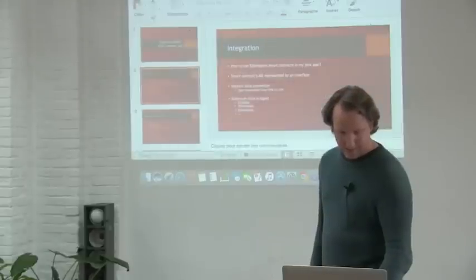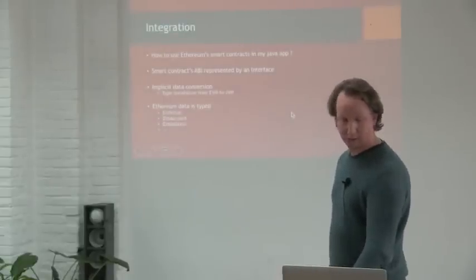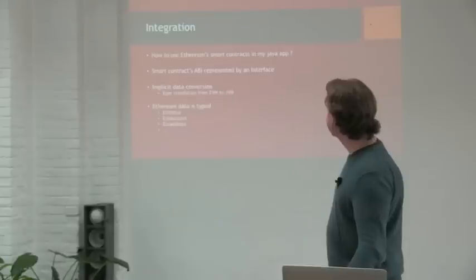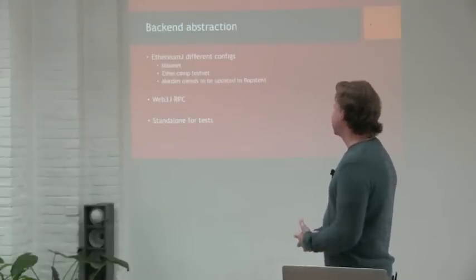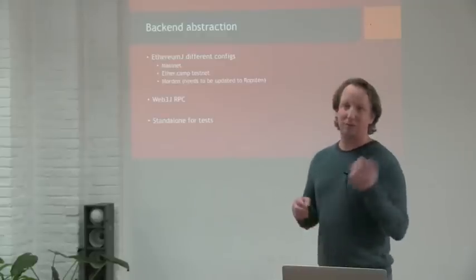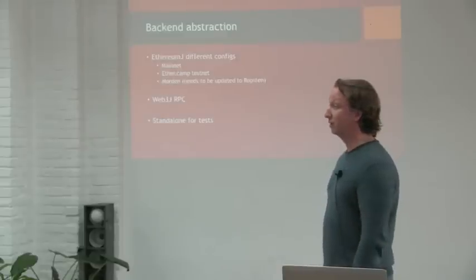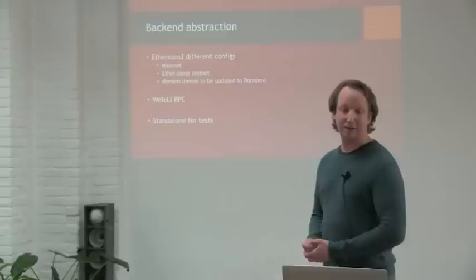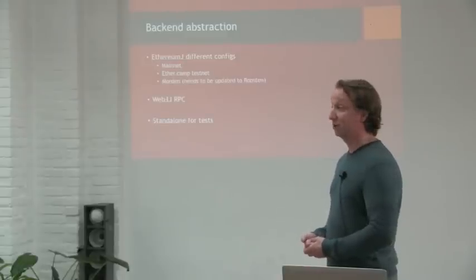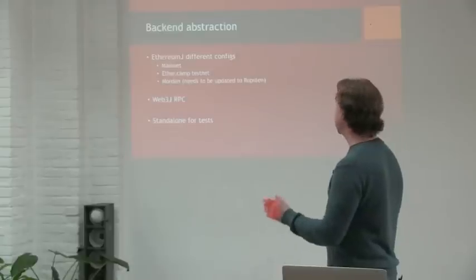Okay. So that was about integration and why it was really important to have a way to integrate your smart contract into Java. And as I showed before, it's also about backend abstraction. Sometimes we want to have a node locally, sometimes we want to use RPC, and we don't necessarily want to write the entire application again because you just change your backend. So the way is to abstract it away, and you can simply change.